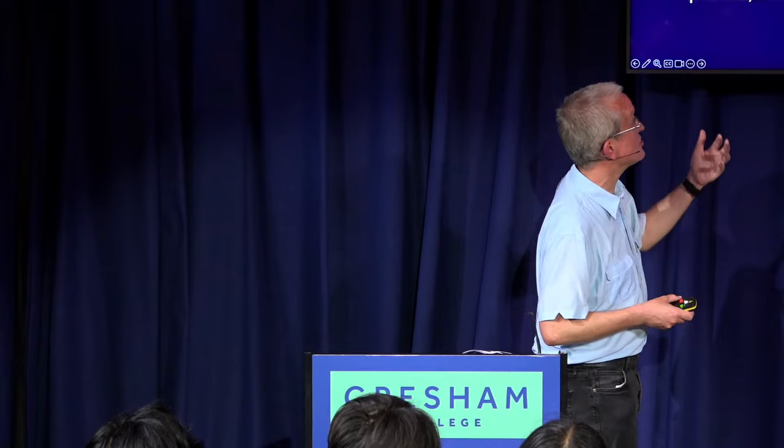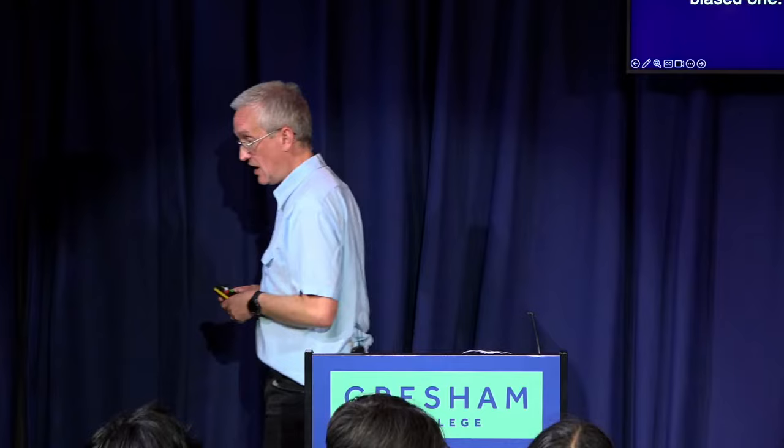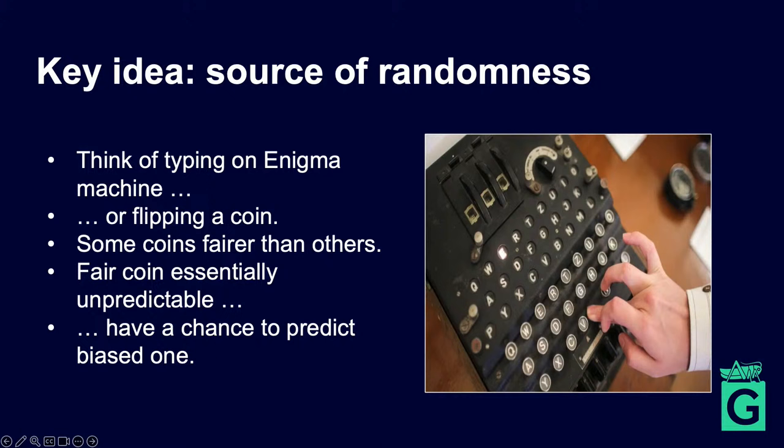And the interesting thing is, this is related to what I've just been talking about. The way to think about it is that the key idea is a source of randomness. So for example, if you think about an Enigma machine, somebody in the desert in North Africa sending messages on an Enigma machine, they are typing things that we can think of as being random. The person typing things into the Enigma machine is a kind of source of randomness, generating something that we'd like to understand.